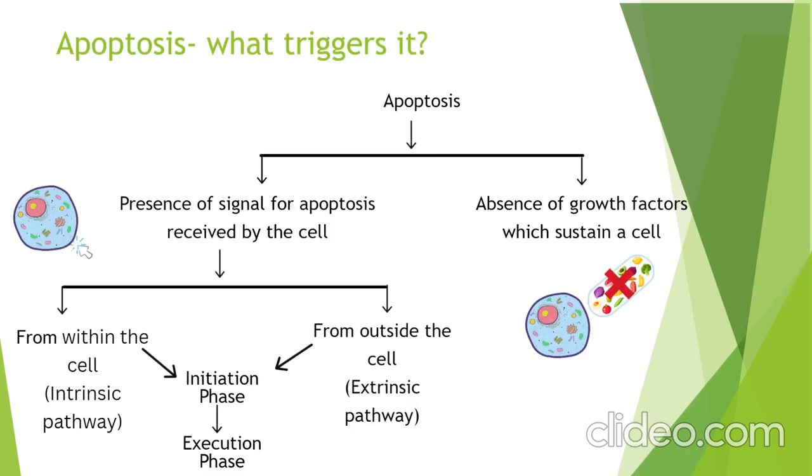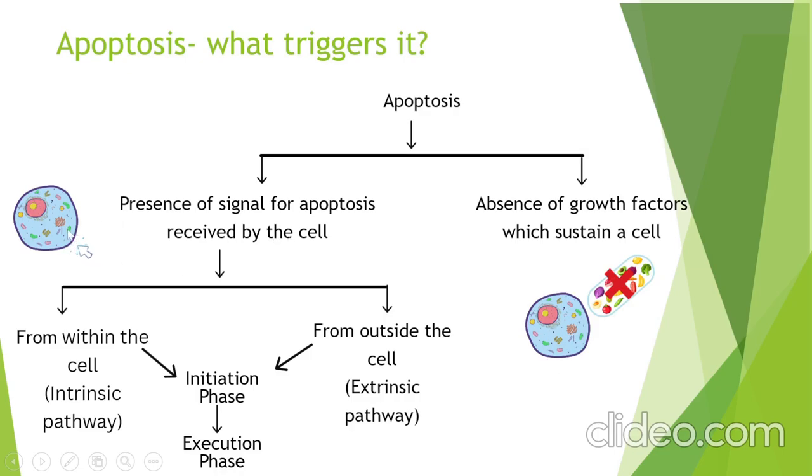So what triggers apoptosis? Okay, we know now that apoptosis can be both physiological as well as pathological. So what triggers it? Who tells the cell that yes, you have to now undergo programmed cell death? It can be because of the presence of a signal which is received by the cell, which can come from within the cell or from outside the cell. Or it can also be because of the absence of something like growth factors which sustain a cell. So apoptosis can happen in two cases: one is because of a signal, or because of absence of growth factors.